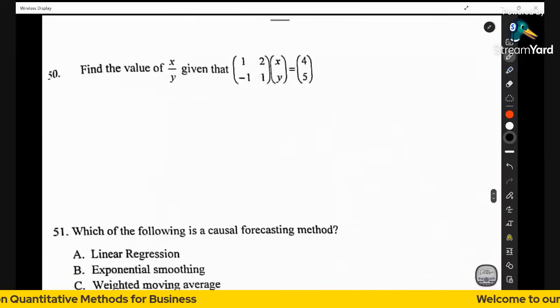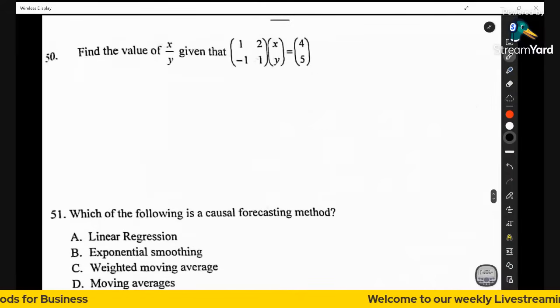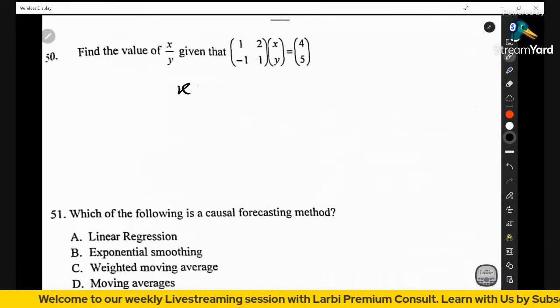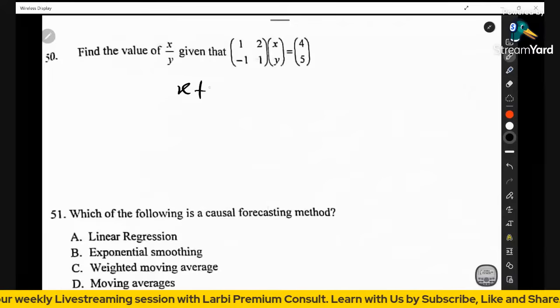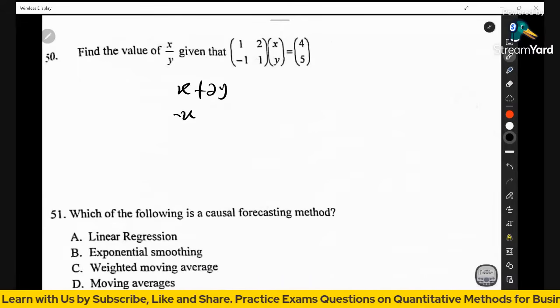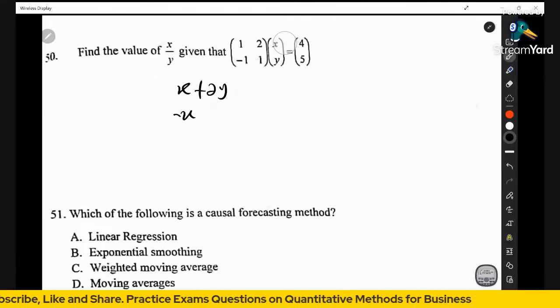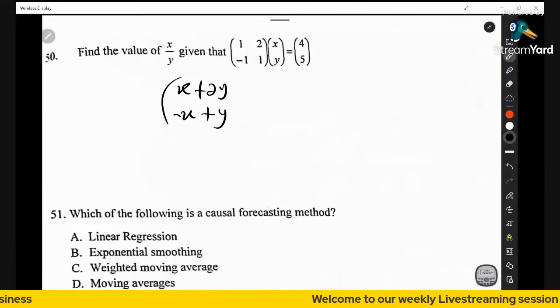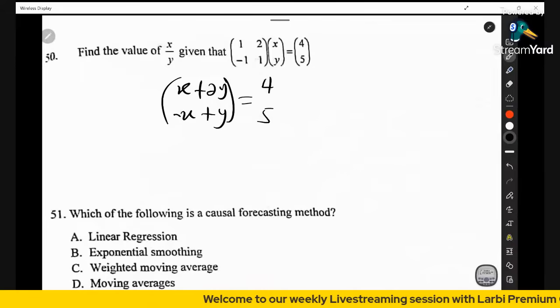Question 50. Find the value of x given that we have this and that. Here it is a matrix multiplying vector approach. We have 1 multiplying x, so we get x, and 2 multiplying y, we get plus 2y. And here we have negative 1 multiplying x, we're getting negative x, and 1 multiplying y, we're getting plus y. And all should be equal to 4 and 5.